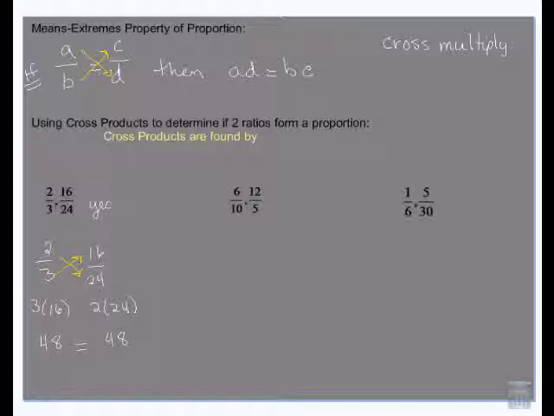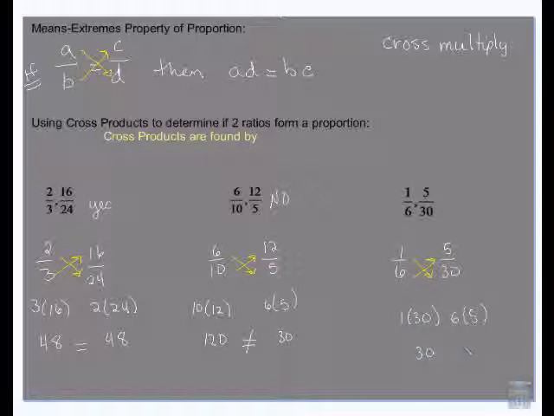Well, we have already done all these, but we'll just keep going. If I cross multiply these, I have 10 times 12 and 6 times 5, so I have 120 and 30. Those are not equal, so it's not a proportion. 1 times 30, 6 times 5, 30, 30, they are equal, so it is a proportion.